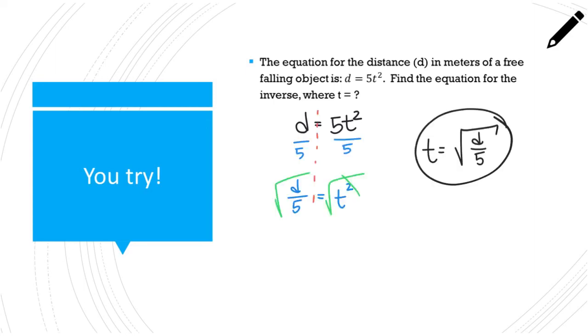My final answer to this was the t, or the time, equals the square root of the distance divided by 5, or d divided by 5. How I did that was I just divided both sides by 5 and then took the square root. And as a reminder, if you're dealing with a formula, you will not switch the variables because you do not want to change what their meaning is.